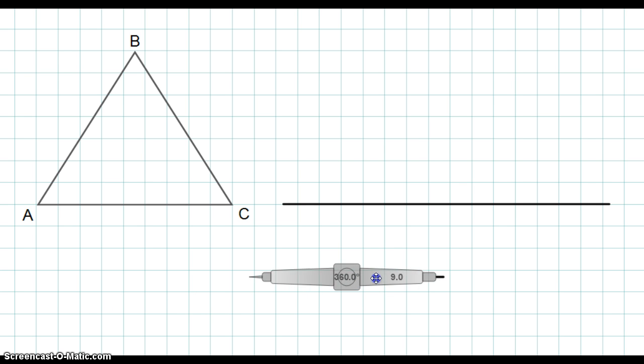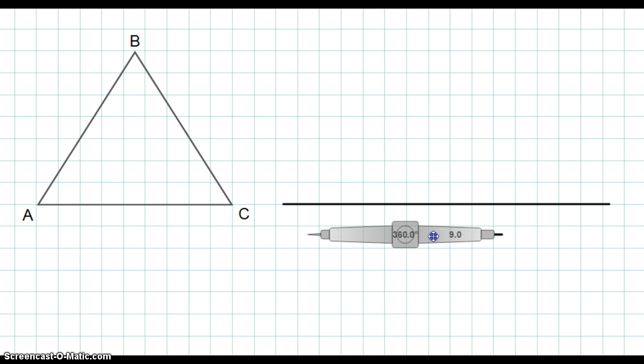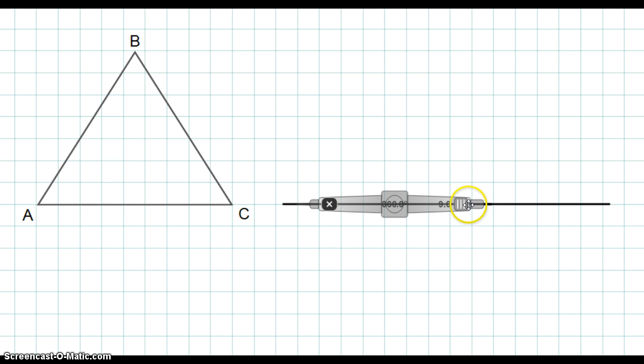So now I'm going to move my compass over to the line that I've drawn earlier, and I'll set the tip of my needle over here, where you can see this line. I'm going to use that as a guide, and I'm going to set my needle tip right there. And I'm going to make a mark on this line.